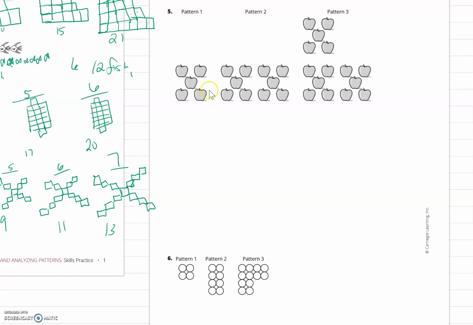You can use circles for the apples. You obviously don't have to draw the apples. Or if you're super tech savvy, then you could cut and duplicate and take a little screenshot of the little pictures of the apples and add them. If you're tech savvy. If you're not, you can just draw it on paper and do circles. But your assignment is going to be to draw the next 3 patterns.